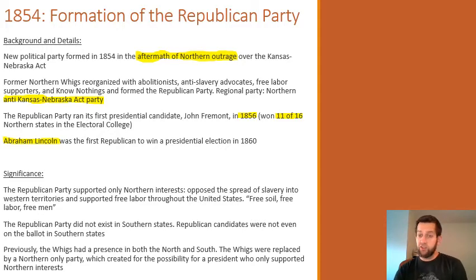All right, so what did the Republican Party stand for? The Republican Party opposed the expansion of slavery. Now, this is important. The Republican Party did not oppose slavery. There were some people in the Republican Party who were abolitionists, but most Republicans argued that slavery should continue where it exists, but it should not go anywhere new.